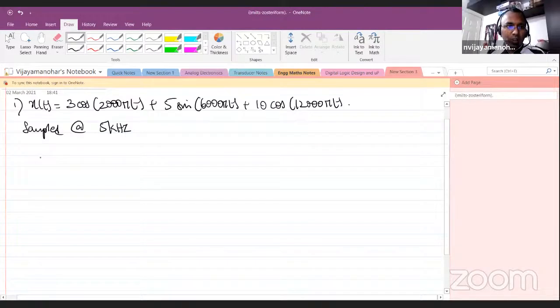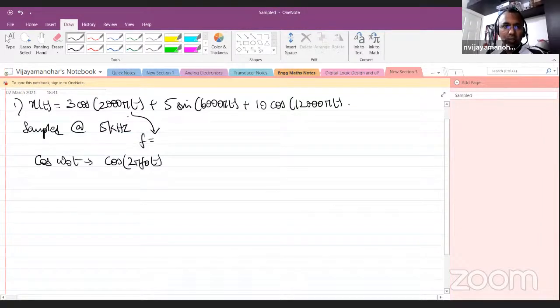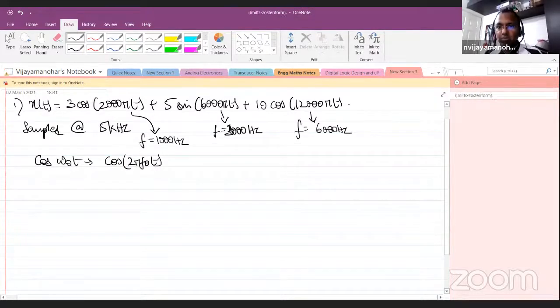We know cos omega naught t is represented as cos 2 pi f naught t, correct? So what is the frequency here? The term is 2 pi f t, correct? So divide this by 2 pi, I will get f equal to 1000 hertz. Here I divide this by 2 pi, I will get f equal to 3000 hertz. Here if I divide this by 2 pi, I will get f equal to 6000 hertz. So f max of the signal is 6000 hertz.